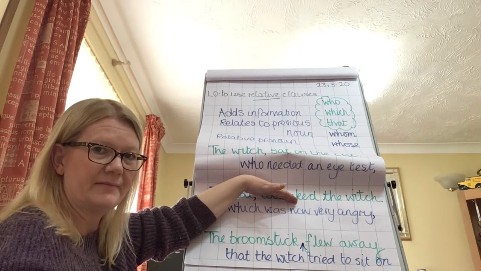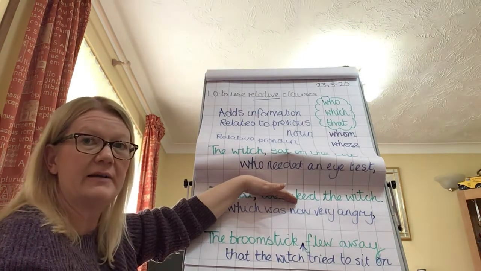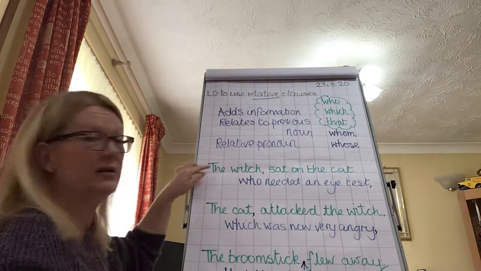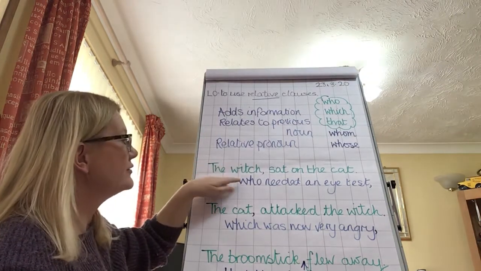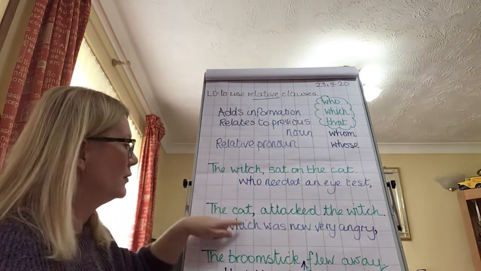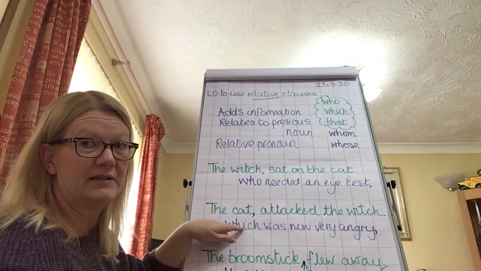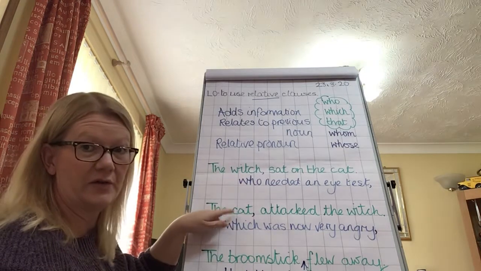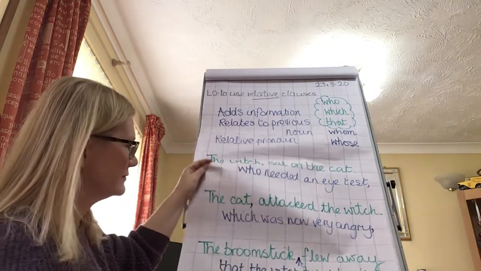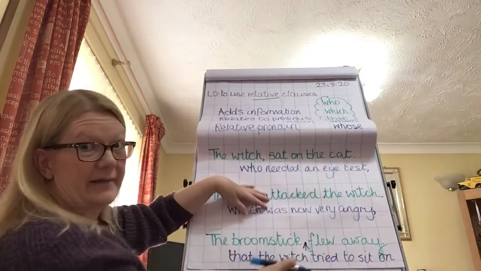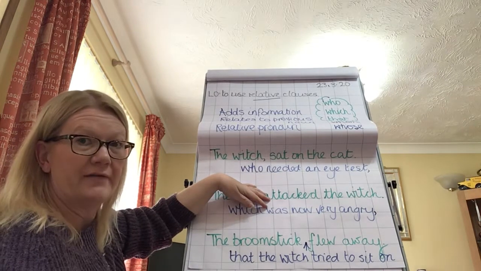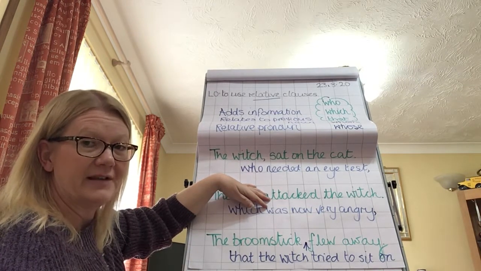Okay, so we've looked at the three types. We've looked at who, which and that. Who introduces a relative clause about a person. Which introduces a relative clause about anything that's not a person. And that, at the bottom of my sheet, introduces a clause that's vital to the meaning of the sentence.